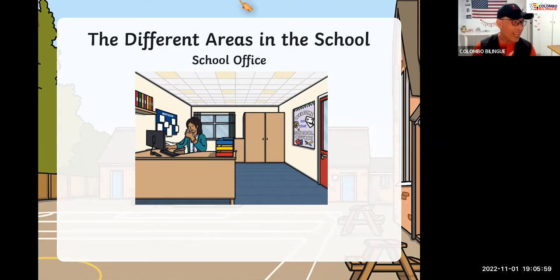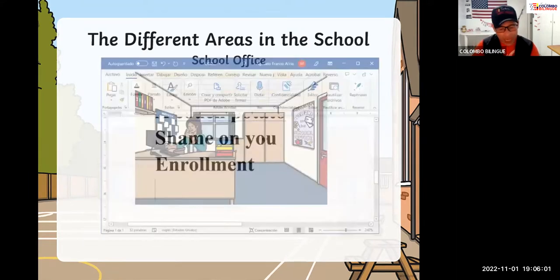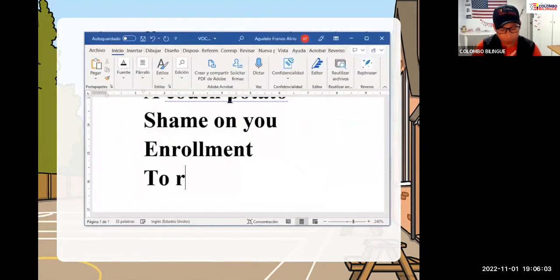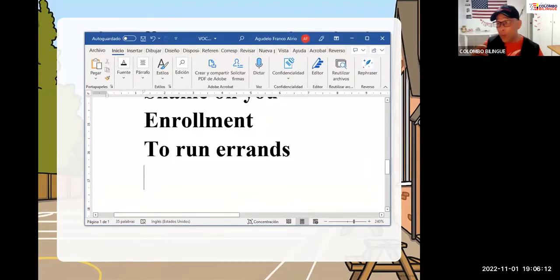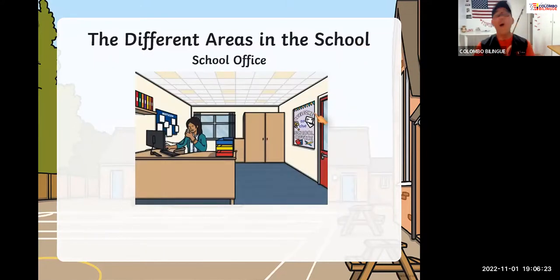I'm going to just write down this vocabulary. Actually, in English, you say to run errands. And in Spanish, es como hacer vueltas. Hacer vueltas. You know, so you run errands because you need to get a position in school. I mean, your enrollment, and maybe the secretary is there. Where is the secretary? At the school office.